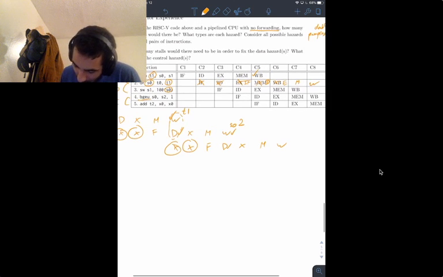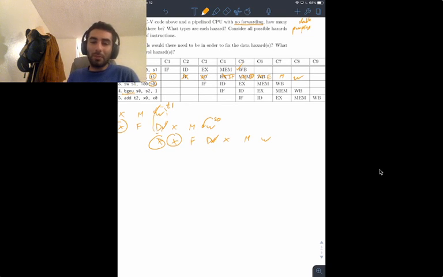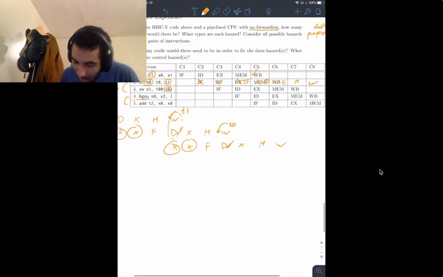Life is good. And assuming that I can read and write in the same cycle, S0 will be ready here. And then I can read from it right there. And life will be good. All right, wonderful. Now we can look.